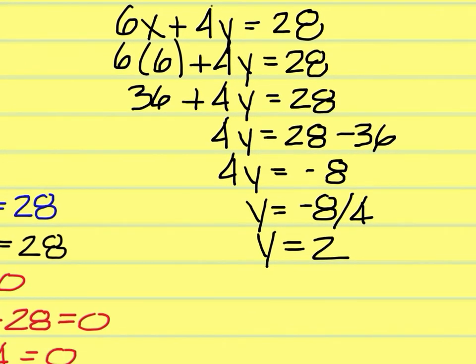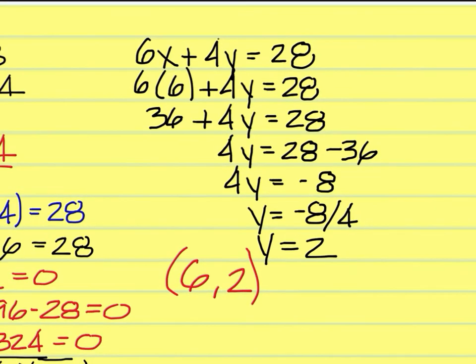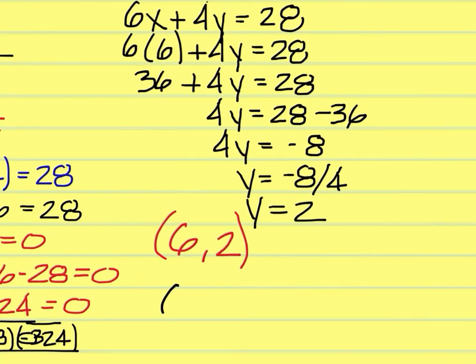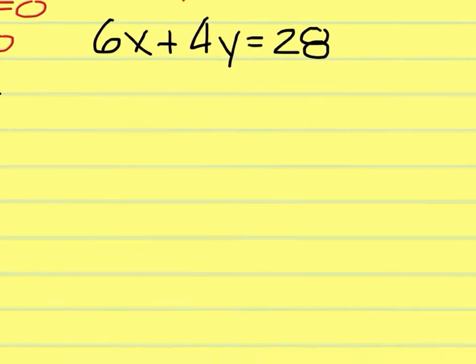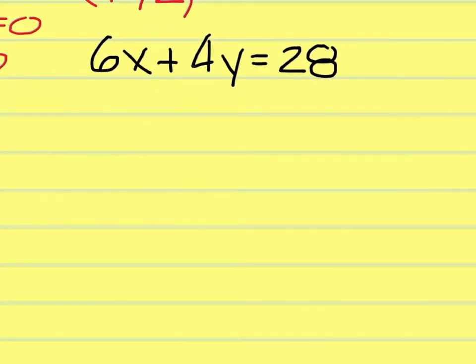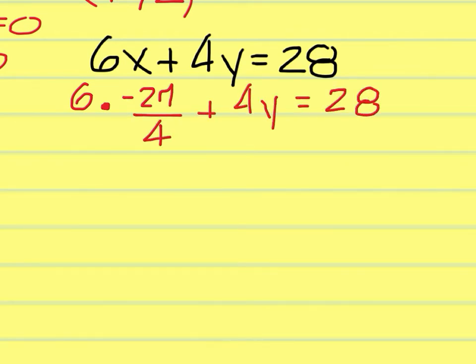So we plugged in a 6 and came back with a 2. So there's one of your solutions. Now you have to go back through and do the same thing for 6x plus 4y equals 28 by plugging in the negative 27 over 4 that we found. So 6 times a negative 27 over 4 plus 4y equals 28.